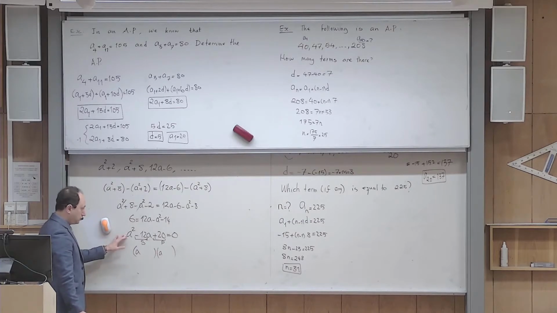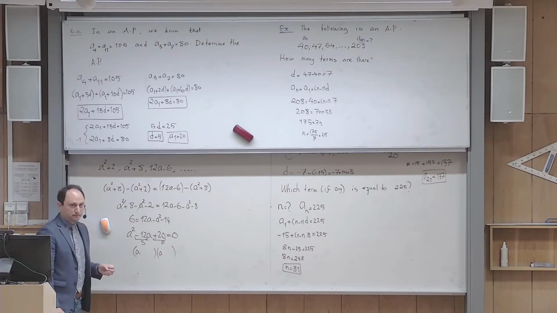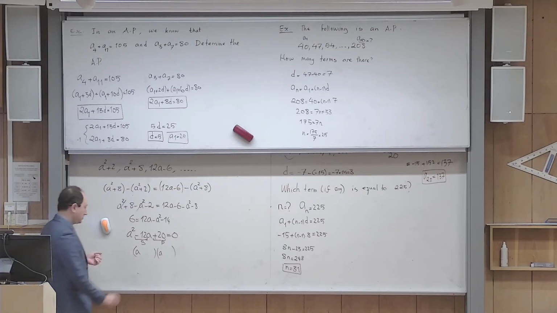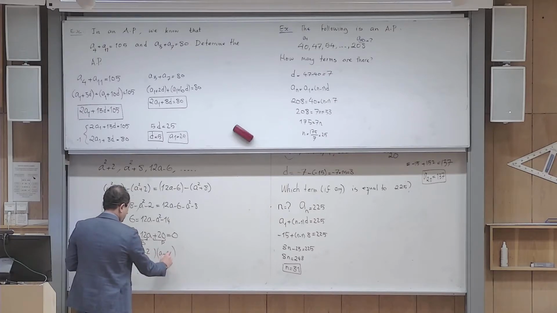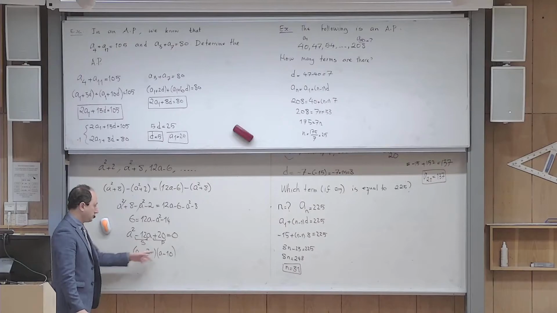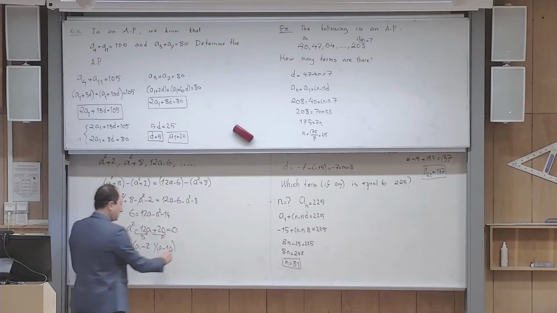You don't have to do it in that way. You can use PQ or ABC formula to solve it. But I mean, this is faster. Can you guess those numbers? Yes? Minus 2, minus 10. So it's minus 2, minus 10. The sum is minus 12. The product is 20. And this is equal to 0.